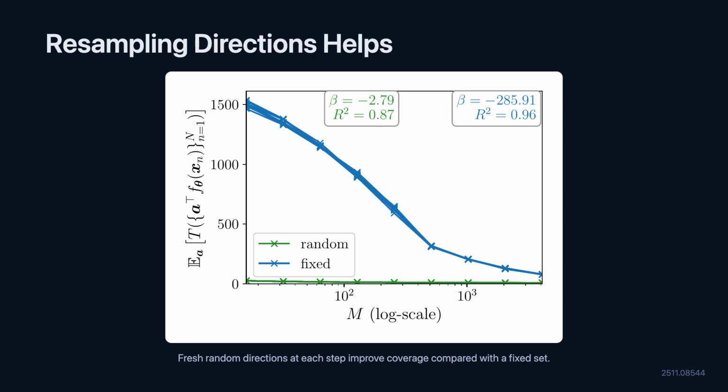A natural concern is dimensionality. If the embedding has hundreds or thousands of dimensions, how can a few directions be enough? The paper gives two answers. First, neural network embedding distributions are expected to be smooth, so each slice constrains nearby directions. Second, stochastic training resamples directions over time, so the cumulative coverage grows. In experiments, resampling directions beats keeping a large fixed set.